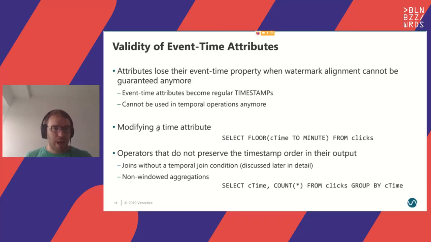This happens, for instance, once you try to modify the time attribute. If you do something like a floor operation, if you floor the timestamp to a minute, then the result will not be an event time attribute anymore, but just a regular timestamp. We do that for any kind of computation. You could, for instance, add a constant to the time, and you would say, okay, if I add 1 minute to every timestamp, it is still ordered. But we didn't make the system smart enough to figure out the semantics of an expression that you apply on a timestamp. So whenever you use such a timestamp in an expression, the result is just a regular timestamp, not an event time attribute.